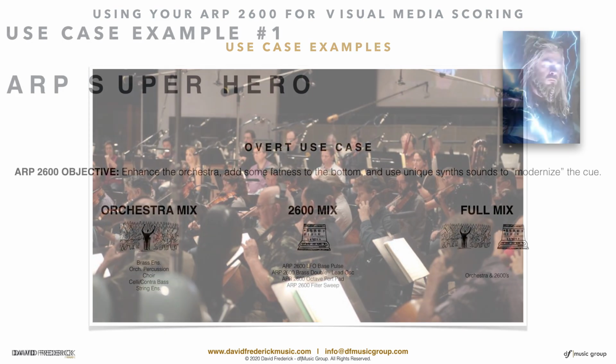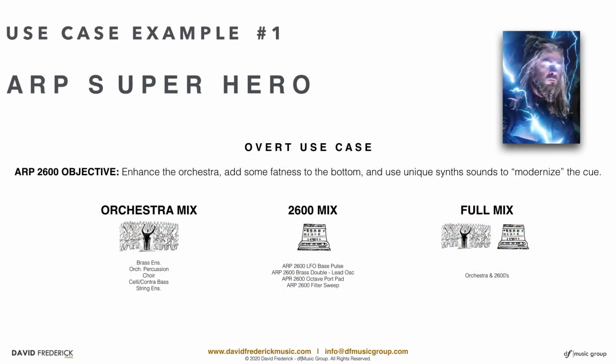So let's go to the first example, which is what I call the superhero example. Again, overt use case. The objective of using the 2600 here is to enhance the orchestra, add some fatness to the bottom of the piece of music, and use these unique synthesizer sounds to, quote-unquote, modernize the cue.